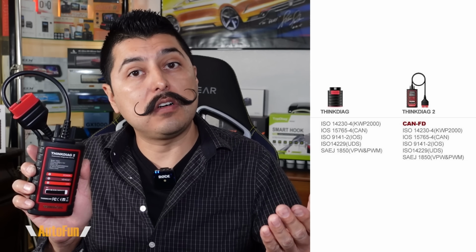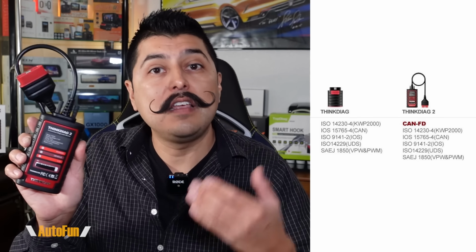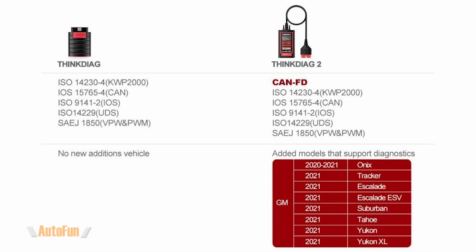So if you're looking to troubleshoot a fairly recent vehicle, you're going to want to go for the Thinkdiag 2 device for its CAN-FD support. You'll also want to go for the Thinkdiag 2 device if you have any one of the newer models that have been added to this device, such as support for GM vehicles that are listed on here, the 2021 Tracker, 2021 Escalade, and so on and so on. So if your vehicle is listed on that list of support, you're going to want to go for the Thinkdiag 2 device. And there's a couple of other small differences that I think some buyers will find important.